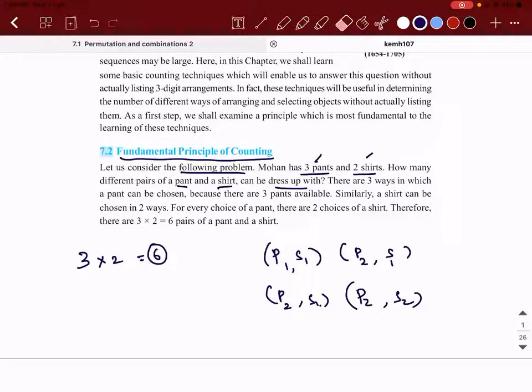Now I'll have the next set. What is it? P3 S1 and P3 S2.